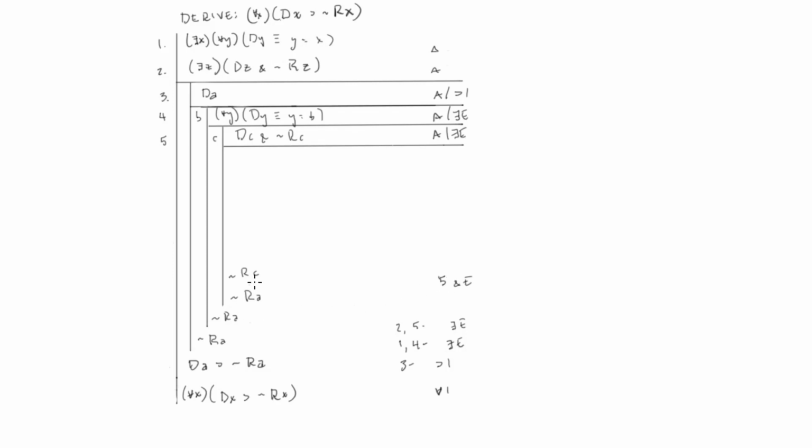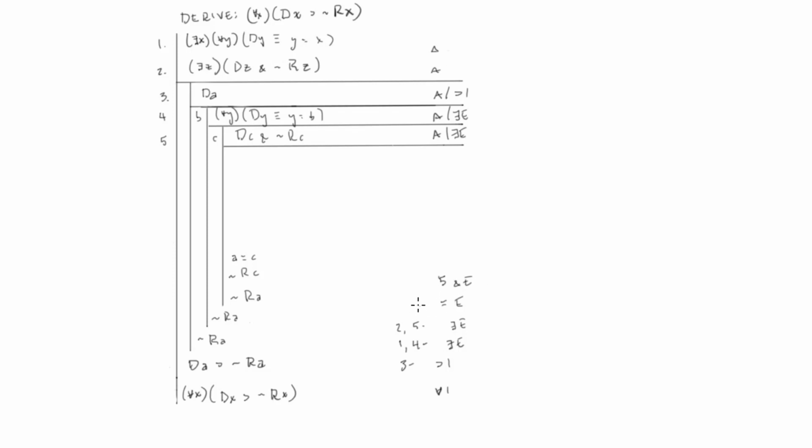That's just a pretty easy rule to apply. But if I can get ~RC, then that will give me ~RA if I could also get A = C. So if I can get A = C, I already know how to get ~RC. That's going to give me my target, ~RA. That's going to be by identity elimination.